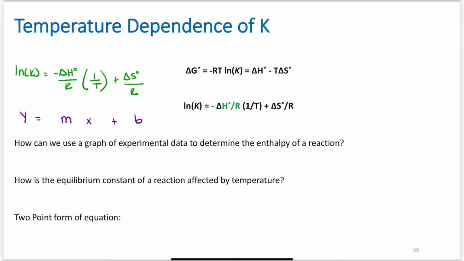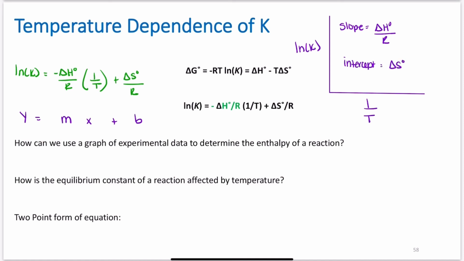We can use a graph to determine the enthalpy of a reaction experimentally. So if we graph the natural log of K as a function of 1 over temperature, the slope here is equal to negative delta H naught over R, our gas constant, and the intercept is equal to delta S naught over R, again, our gas constant. How can we use this graph to experimentally determine the enthalpy of reaction? This way, we can figure out the slope.